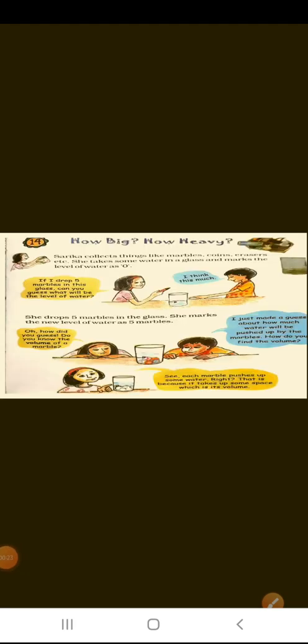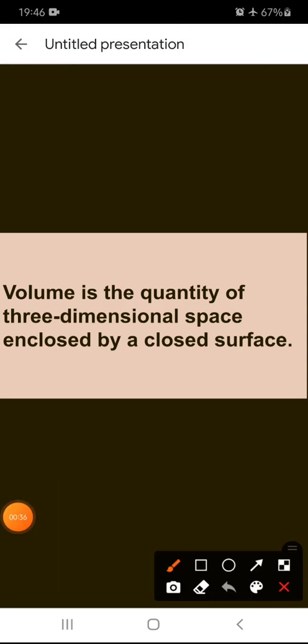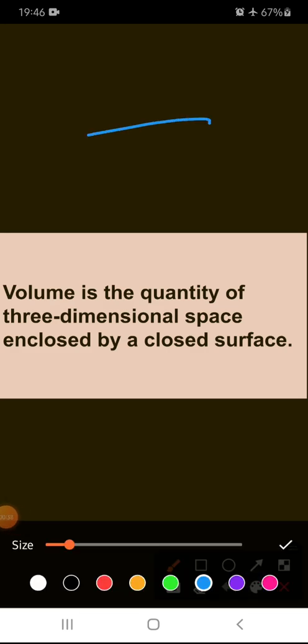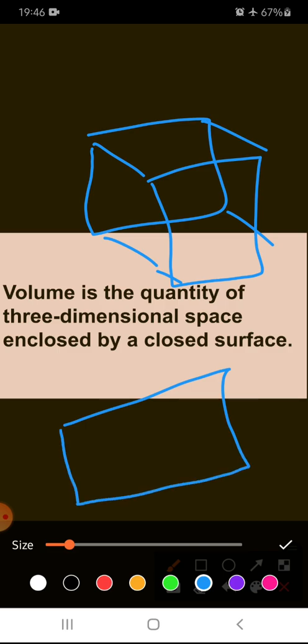In the previous video, we studied volume. We studied that volume is the quantity of three-dimensional space enclosed by a closed surface. We also studied what a three-dimensional figure is. Three-dimensional means a figure having length, breadth and height. And a two-dimensional figure is one in which only a surface is visible, that is, only the length and breadth of the figure are known.